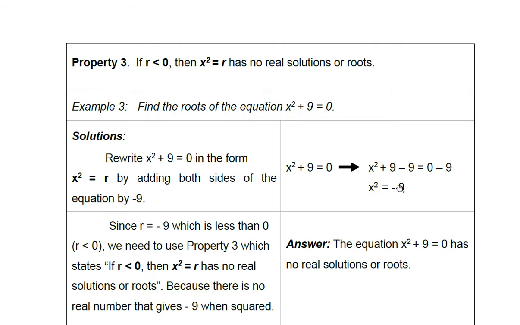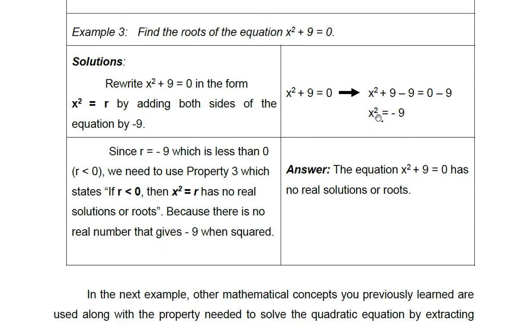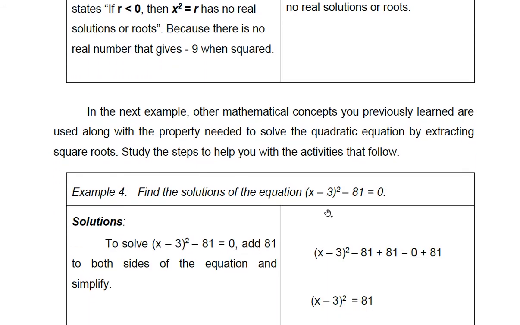After this, we're going to extract the square root of both sides. Square root of both sides. As I said, this becomes undefined. So the equation x squared plus 9 equals 0 has no real solution. This has no real solution or real roots. It becomes an imaginary number, so we will discuss what imaginary numbers are. So example number 4.